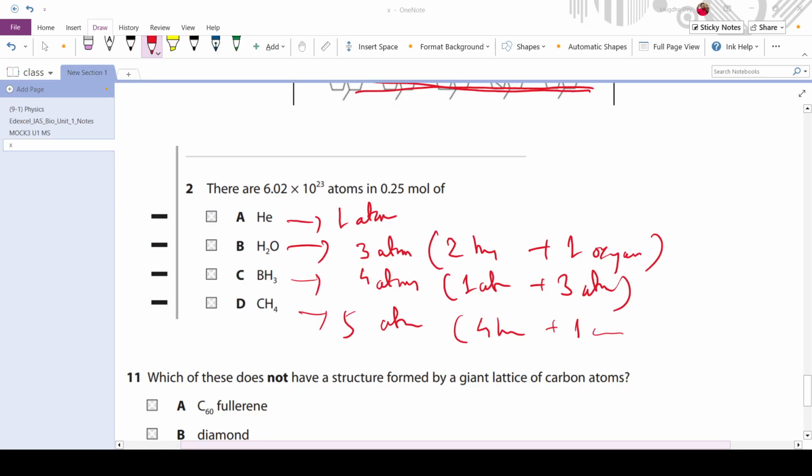First of all, Avogadro's number, what does it mean? It represents the number of particles in 1 mole of a substance. That means 1 mole of a substance consists of 6.02 times 10 to the power 23 particles. Now, since we have 0.25 mole here, we are looking for a substance that would contain 6.02 times 10 to the power 23 atoms in 0.25 mole. So the substance must contain four atoms per molecule. Like 0.25 divided by 4, that's 1.